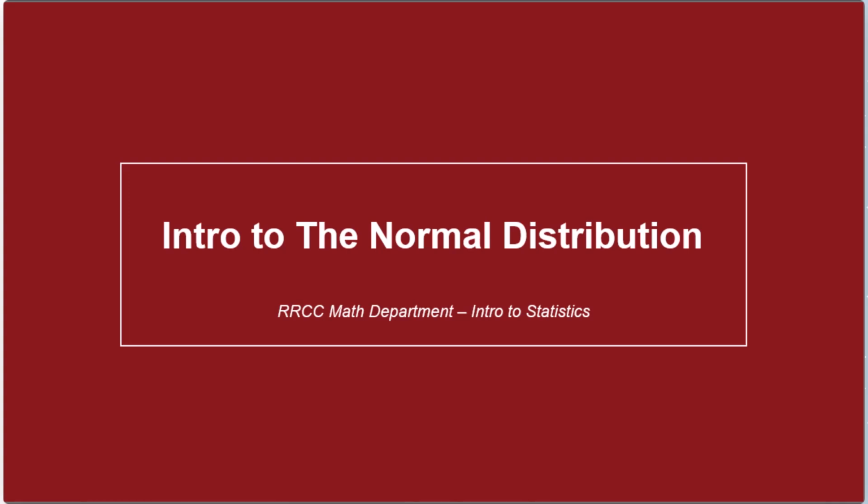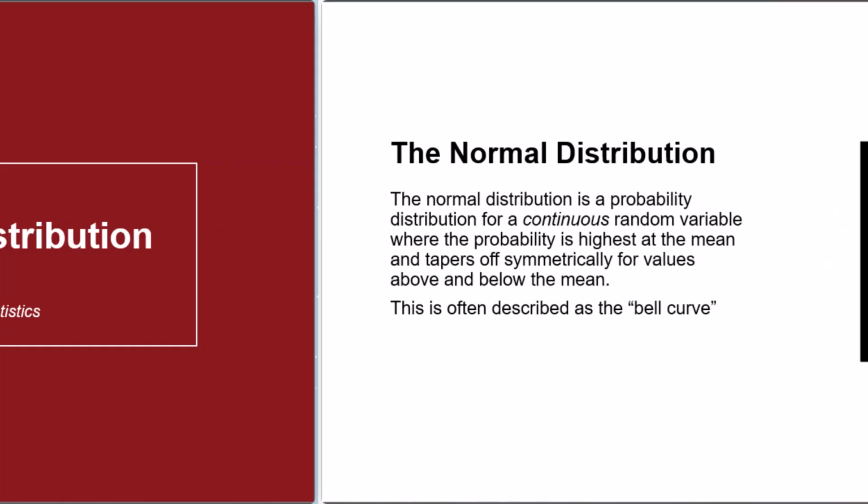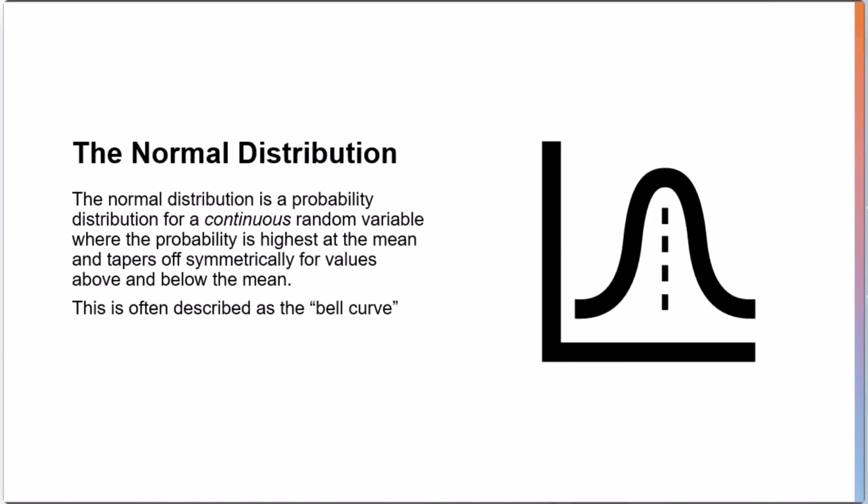Everyone, this video is an introduction to the normal distribution. The normal distribution describes a probability distribution that we typically call, in layman's terms, the bell curve. And this is for a continuous random variable where we have the highest probability sort of in the center, or around the mean value, and then we have less probability towards each outside.